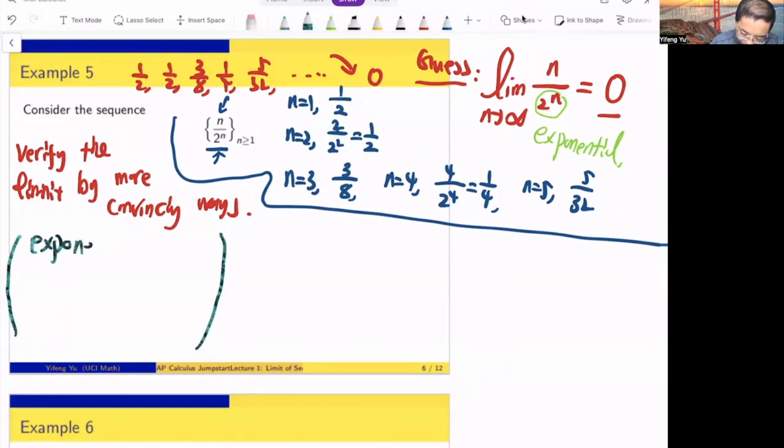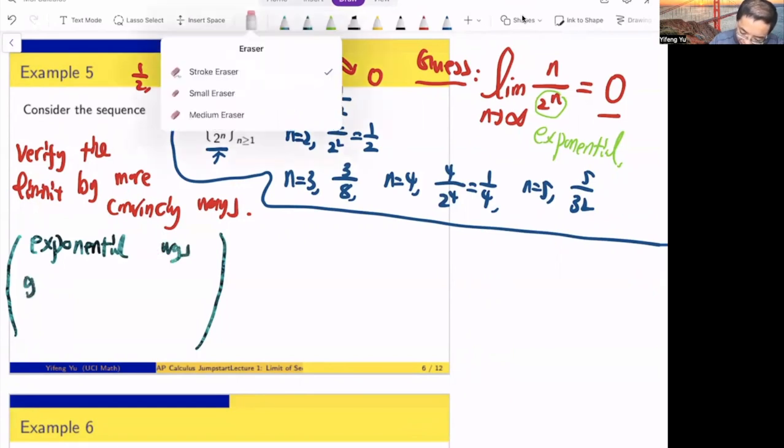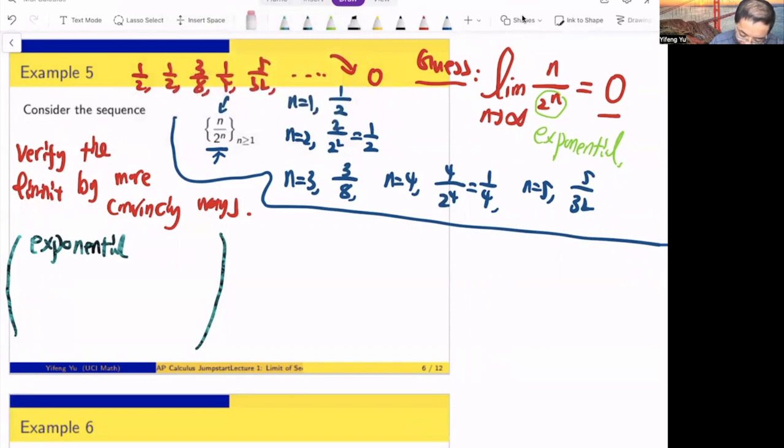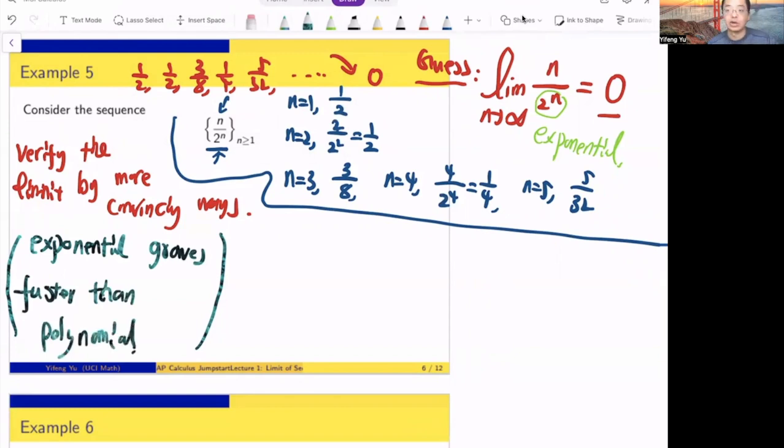Exponential always grows faster. Maybe I should just say grows in general, grows faster than polynomial. So this is the general principle. Exponential grows faster than polynomial. I see. Okay, now how do we verify this? We are doing a more convincing way.